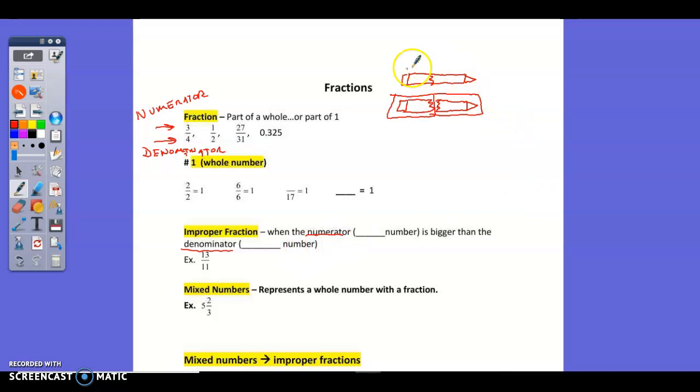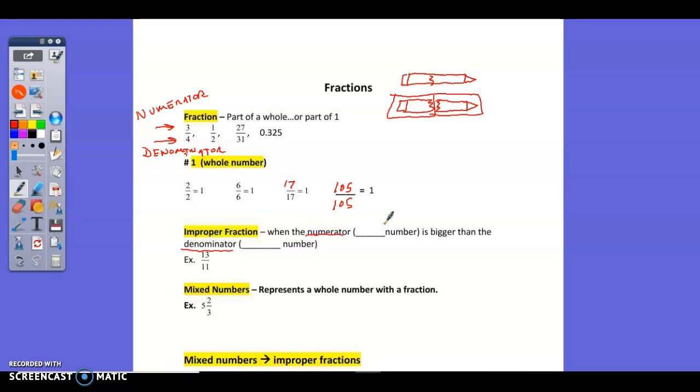So in this case, this is one whole pencil, so the numerator and the denominator would be the same. So such as your whole numbers here, anytime the numerator and denominator are the same, it equals 1. So 2 over 2 would equal 1. 6 over 6 would equal 1. If we have 17 parts, 17 over 17 would equal 1. You could make up any fraction you want. I could say 105 over 105 would be equivalent to one whole.